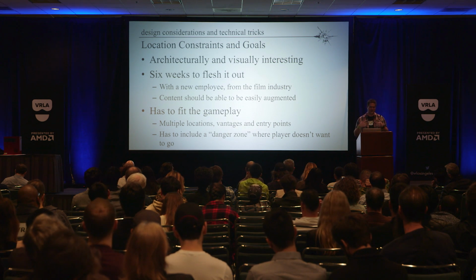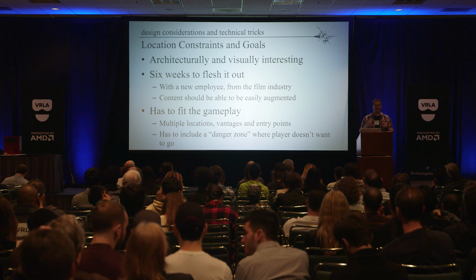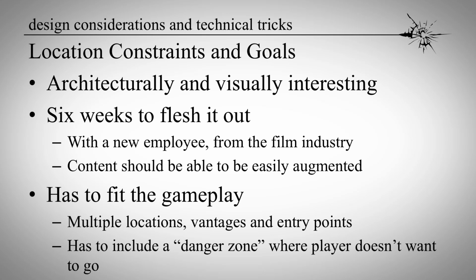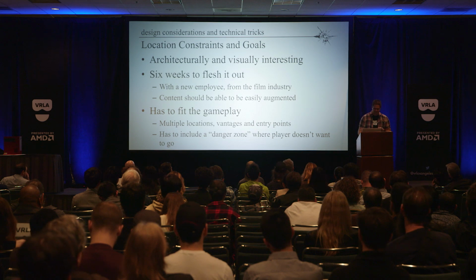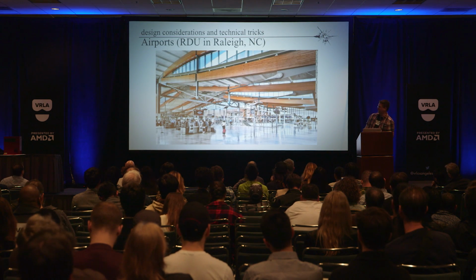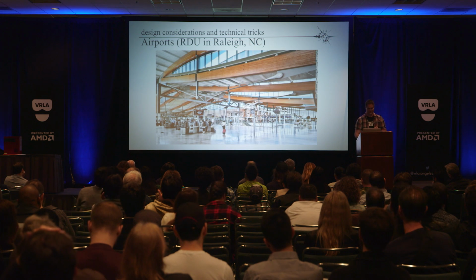It had to have multiple locations, vantage points, entry points, and have a danger zone in the middle where the player didn't want to go, because our secret was that we had a circle of teleporters on the outside. We couldn't make the center of that circle someplace where he wanted to go. So a train track is kind of a danger zone, because smart people don't like to stand in the train tracks. So our inspiration was RDU, the airport in Raleigh, if anybody's ever been there.